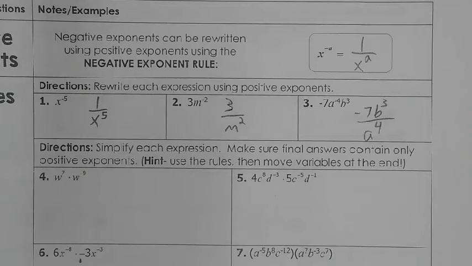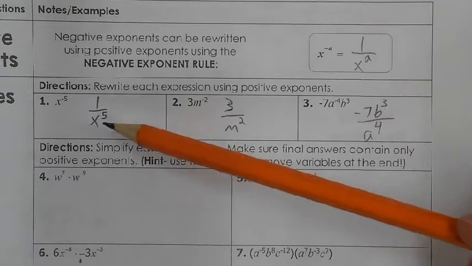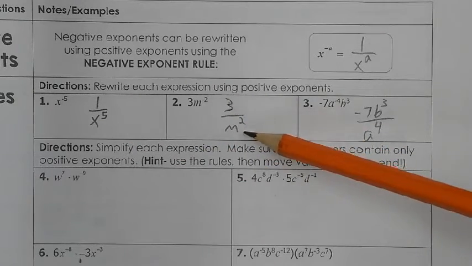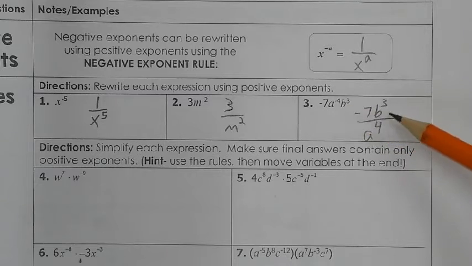Alright, so yeah. Negative exponents, all you do is you move it to the bottom. So 1 over x to the a, that makes it positive, 1 over x to the fifth. Here, the 3 would stay on top, m to the second. Here, the negative 7 and b would stay on top, but you move your negative exponent to the bottom.